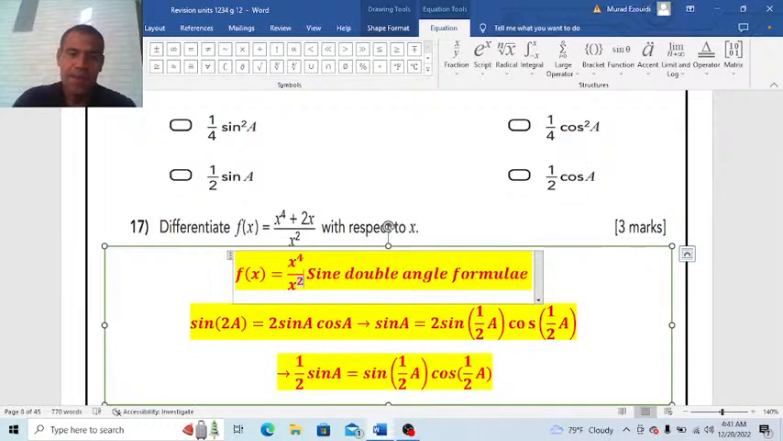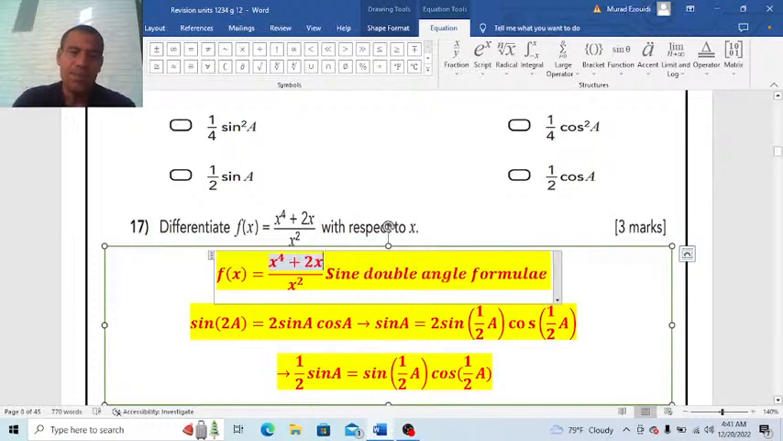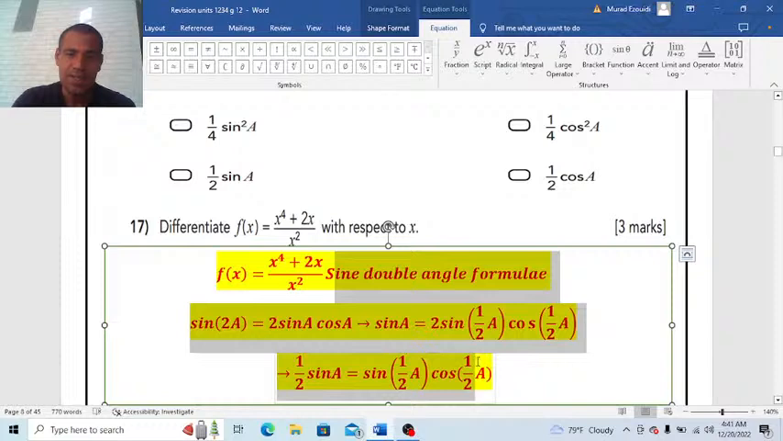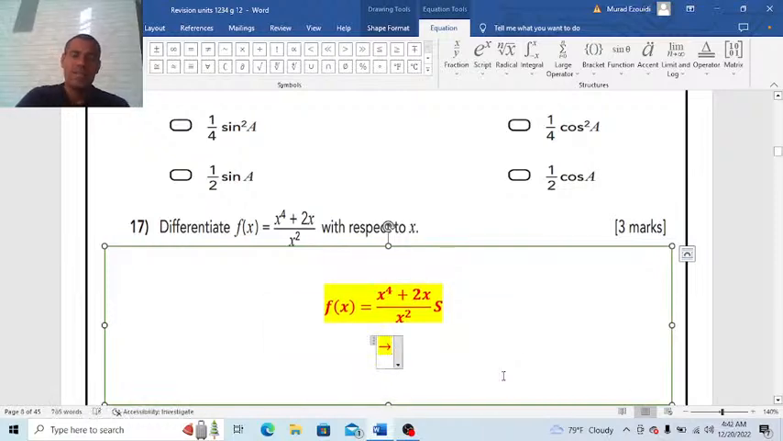Means x square, then here plus 2x, plus 2 times x. Now to differentiate this, learners, it's very easy. I will erase all of this.